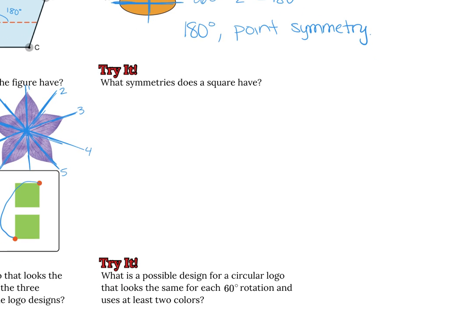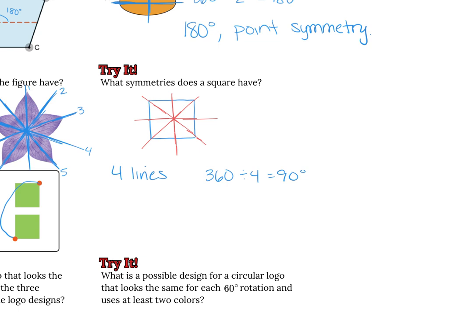Okay, so next it's asking us what is the symmetry of a square. So let's sketch out a square. Then we want to find our lines of symmetry. So I have 1, 2, 3, 4 lines of symmetry. Okay, so if I take 360 divided by 4, that gets me 90 degrees. So 90 degrees, 180 degrees, and 270 degrees. So it has rotational, and it has point of symmetry.